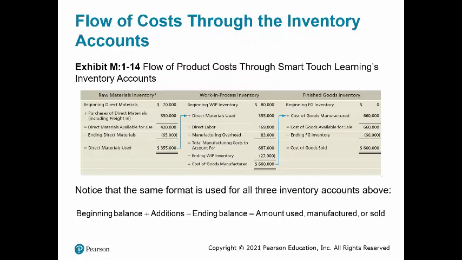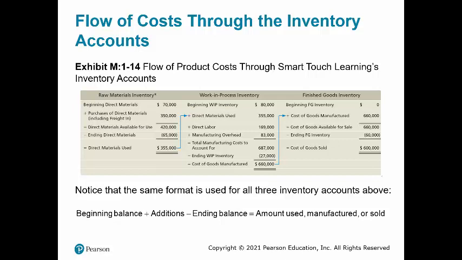This slide summarizes the flow of the cost through the inventory accounts. So we can see that first we calculated direct materials used, which was needed in order to be able to calculate cost of goods manufactured. And cost of goods manufactured was needed in order to be able to calculate cost of goods sold. Also, within each one of these calculations, we were subtracting our ending inventory amounts for direct materials, ending work in process inventory, and ending finished goods inventory.